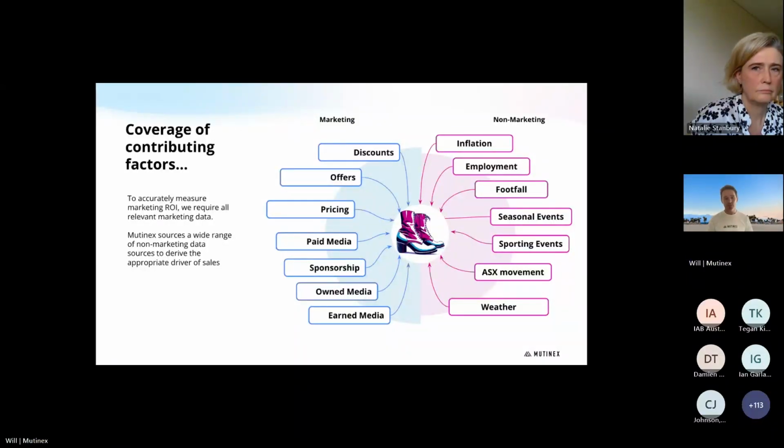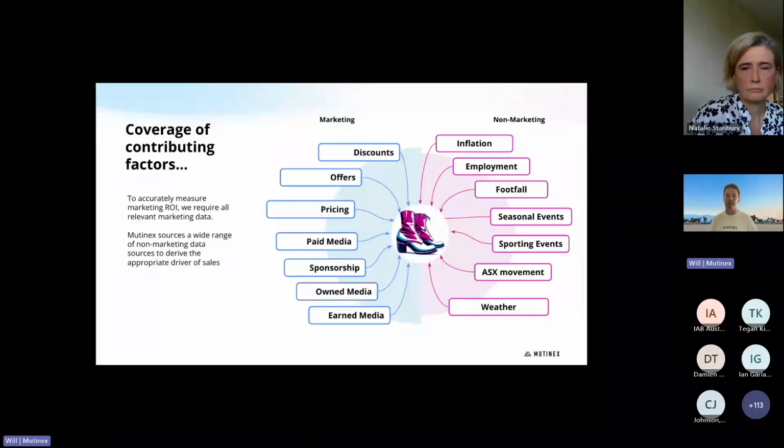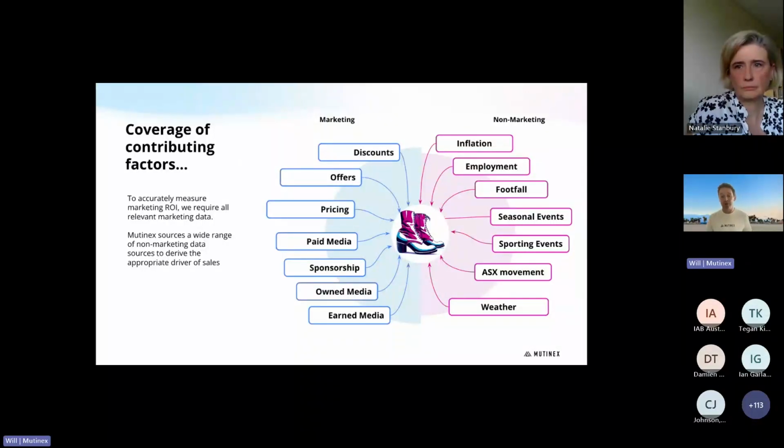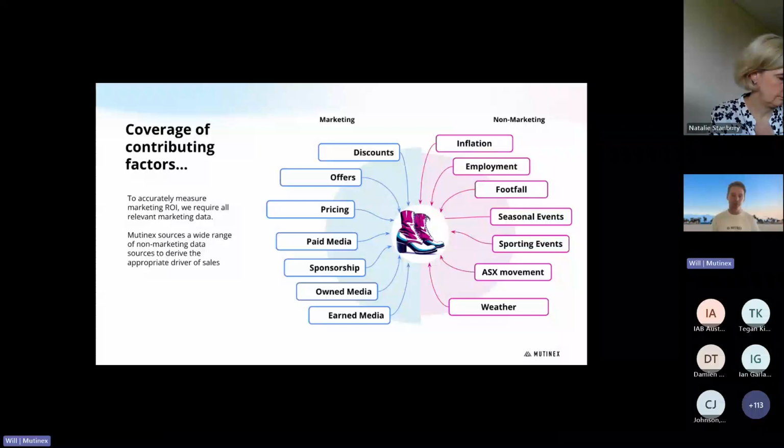And then in non-marketing, again, it's where you want to look at what factors are most important in that industry. To what extent is inflation going to be a key driver? Levels of employment, footfall if we're looking at retailers, etc. Seasonality, ASX movement, whether there's a lot of activity that we can be including. Ultimately, for Mutinex, this is where our strengths lie in looking and having the data warehouses that have all this information and having the industry expertise to know which information is most critical across different industries.